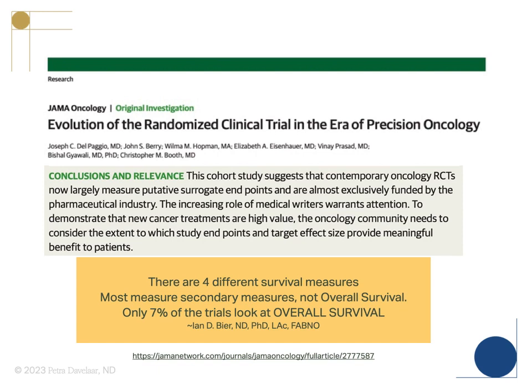Another factor is that randomized clinical trials in oncology have evolved since their widespread adoption in the 1970s. Contemporary oncology randomized clinical trials have significantly changed and now largely measure by assumed surrogate endpoints and are almost exclusively funded by the pharmaceutical industry. Assumed surrogate endpoint means that the trial no longer reports on the overall survival time or quality of life improvement of the patients, which is what patients ultimately care about, real results.